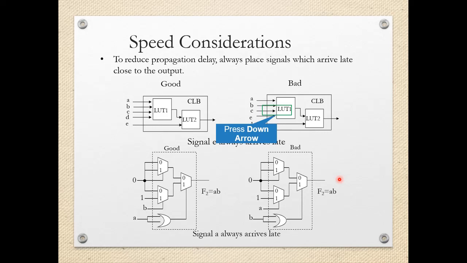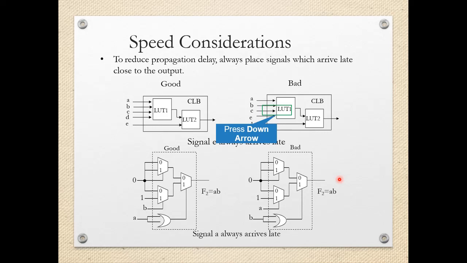Now in this case, this is a bad practice, in which we can see that the E signal will be traveling first through lookup table 1, then lookup table 2 and then output. So this is a slow signal and it arrives late and it has to travel this much long path. So this is a bad practice.